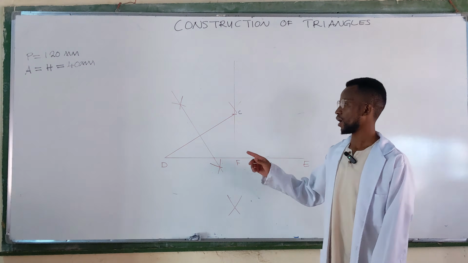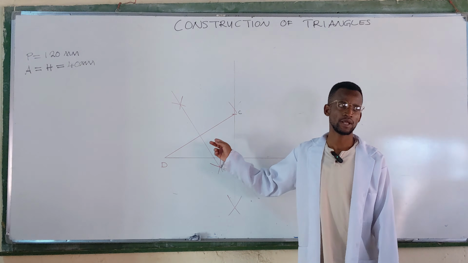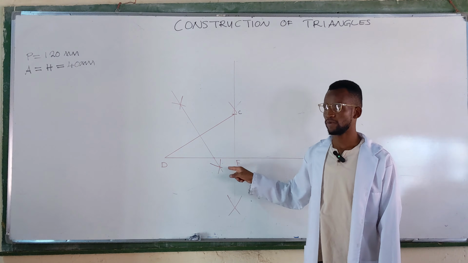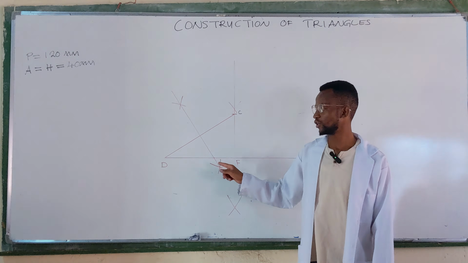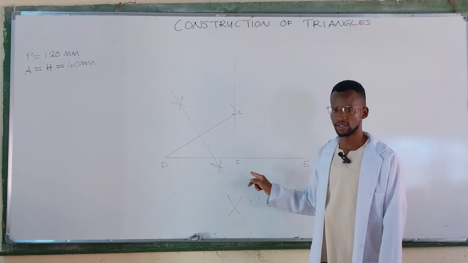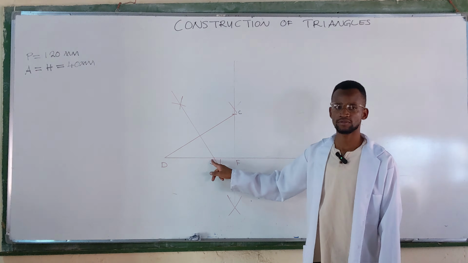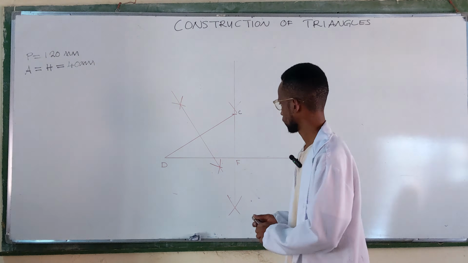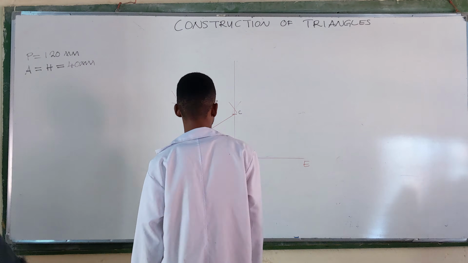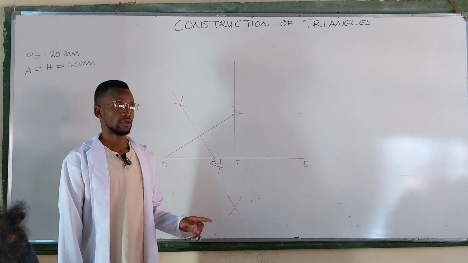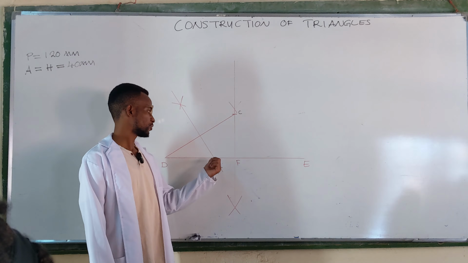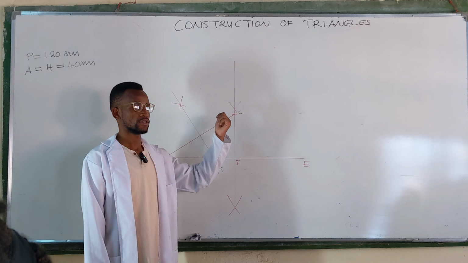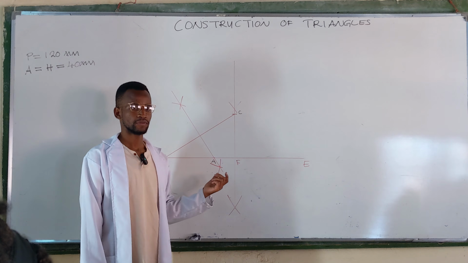After bisecting this line CD, the perpendicular bisector for line CD is going to cut line DE at some point there. Have you seen that point? Let that be your point A. Now, your triangle is supposed to be A, B somewhere there, and C back to A, right?